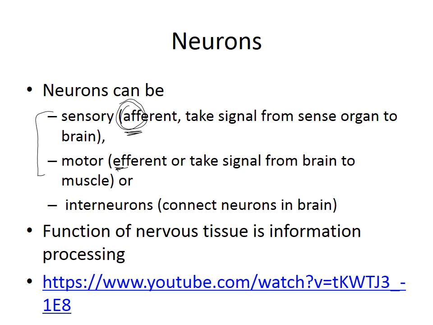There are also interneurons, and they just connect neurons inside the brain. They're there because sometimes one neuron is not that long. If you have interneurons, they're just connecting neurons, just like extension cords. The function of the nervous tissue is information processing.